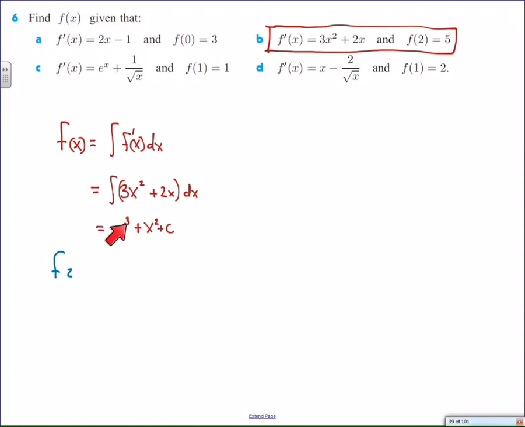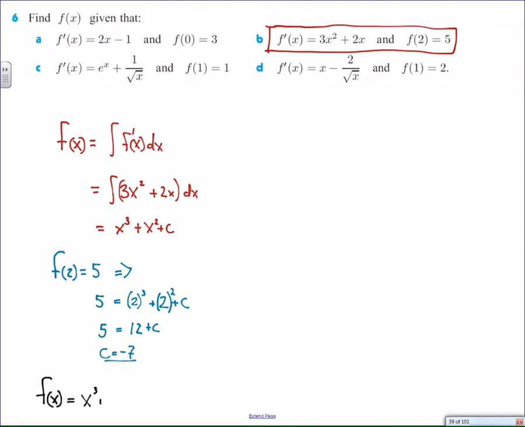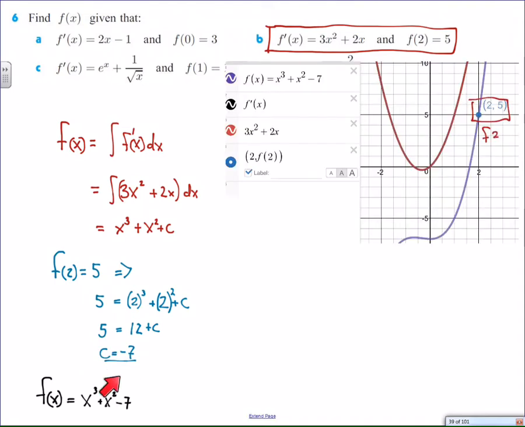Now what I do is, once I have that, I take the given information, f of 2 is equal to 5, and I put 2 in for x here and here, and I leave the c, and I know that the net result is going to be 5. So 5 equals 12 plus c, since 8 plus 4 is 12, and I subtract 12 from both sides, and I get c equals negative 7. So the function I was looking for that contains the point (2, 5) is x cubed plus x squared minus 7.